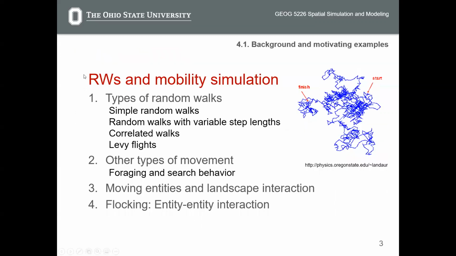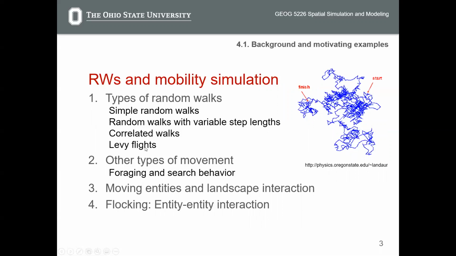Okay, so RWs and mobility situation, there are different types of them. There are different types of random walk models. In this course, we're going to talk about simple random walks, which is the very fundamental, very basic one. And then random walks with variable step length. And then more purposeful random walks, which are called correlated random walks or correlated walks.